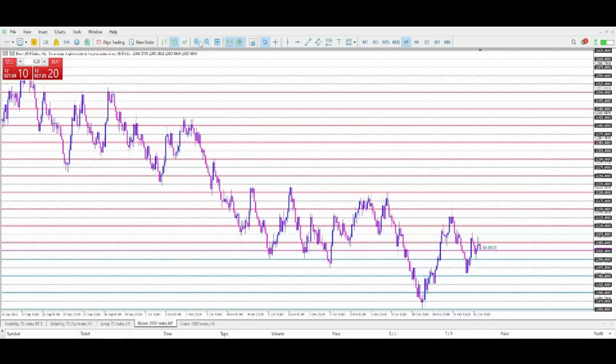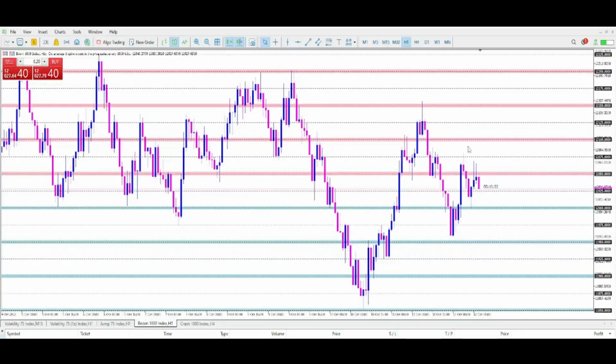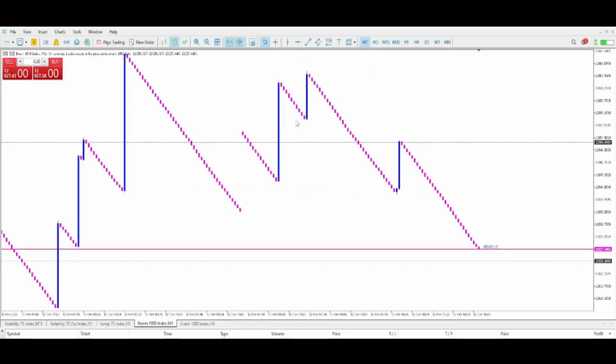Let me just zoom in a bit like that. Now, I know some of you guys don't like to trade Boom and Crash this way, which, if you ask me, is definitely the easiest way to trade Boom and Crash. But I know you guys, you love to go onto the 1 minute time frame.